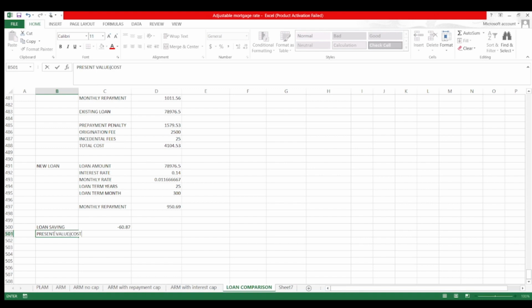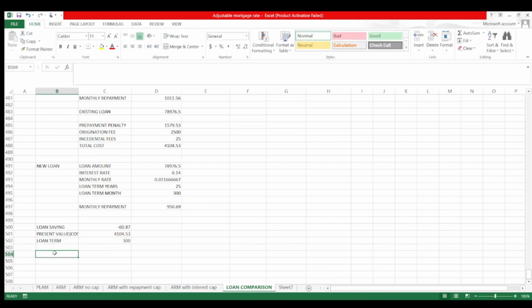However, for you to get this reduction in payments, the present value or the cost in this case will be equal to what you incur in terms of the charges of refinancing. So it will be equal to that amount. And of course, the loan term is now 25 years, which is 300 months.